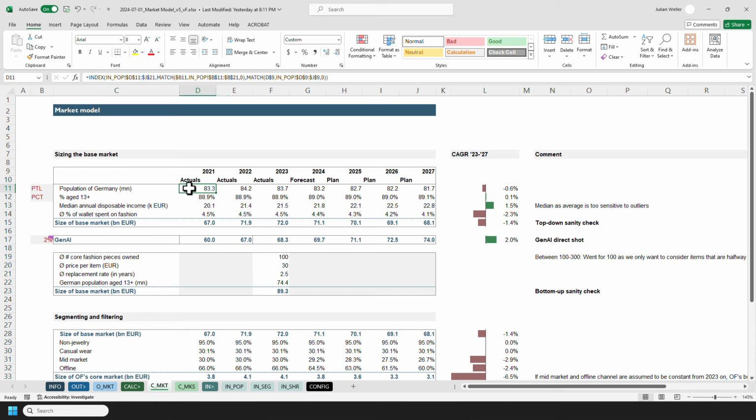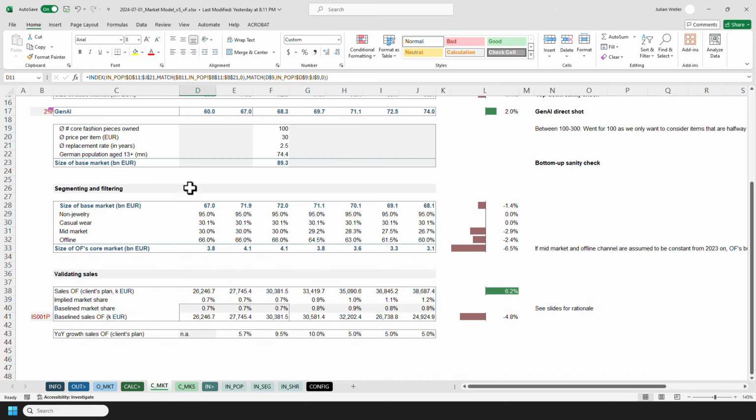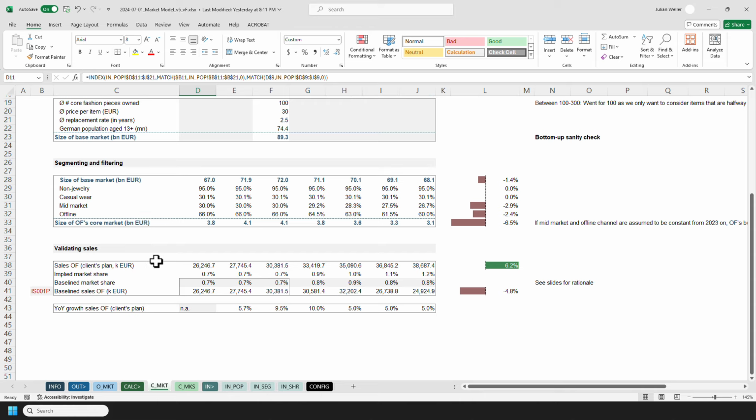So this is really just what we saw on the slides as well, so I don't think I need to explain this in detail. Here you can see the segmentation. That's also on the slides. So for example, here to break down the base market to the core market, we need to look into non-jewelry, casual wear, the mid-market, and the offline channel. And here for the validation of the sales numbers by the client, so their plan. Here we have this, which you can also find in the integrated business plan.